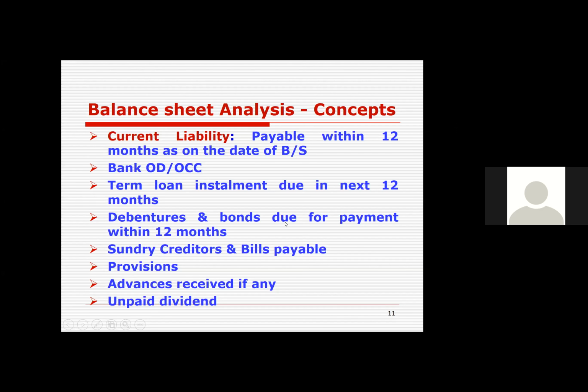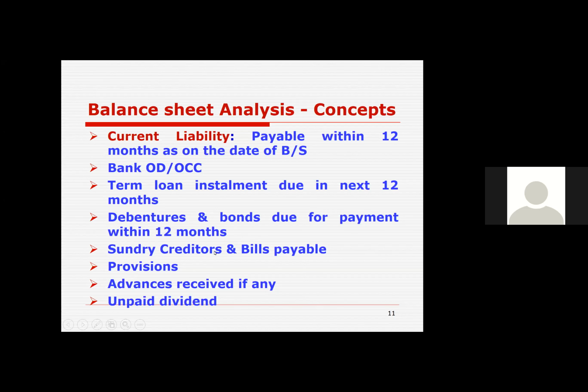Debentures and bonds due for payment within 12 months. Generally, debentures payable beyond 12 months are a term liability. So if they are repayable within 12 months, you have to bring them under current liability. Then sundry creditors and bills payable.